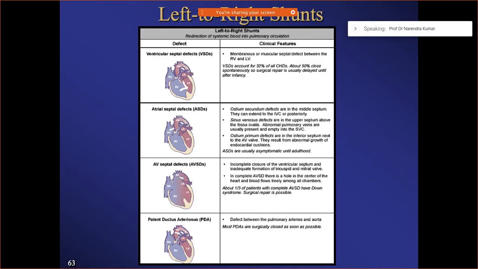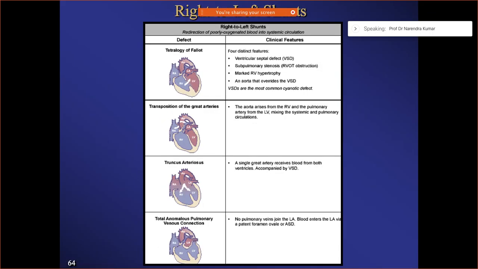So these are some of those examples of the left to right shunts. I would really like you guys and girls as well to go through these details. It is already mentioned really well. Similarly, there are right to left shunts as well, if we look carefully, like TOF, TGA, TA, and TAPVC.